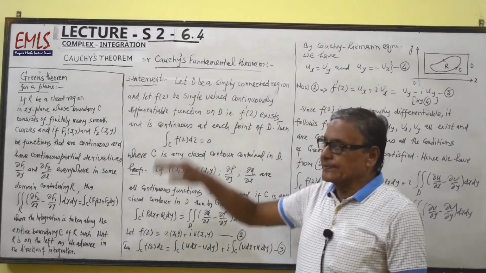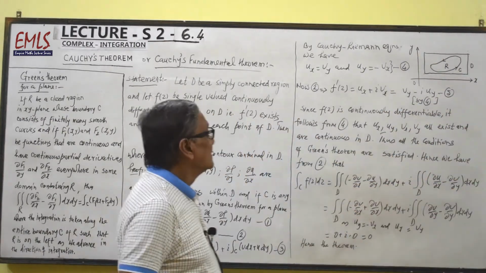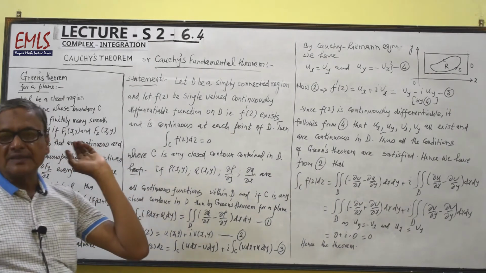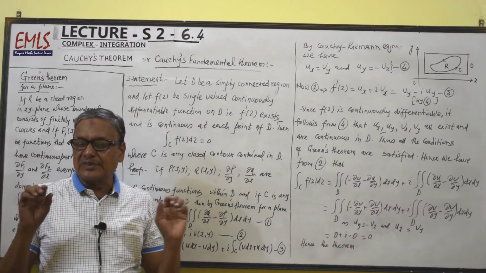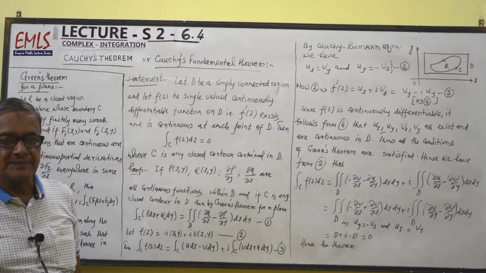Here the region is D. This is the diagram of the theorem. This is the region D, which is a simply connected region. We have already defined a simply connected region. It is a region in which every closed curve can be shrunk to a point without passing out of the region.